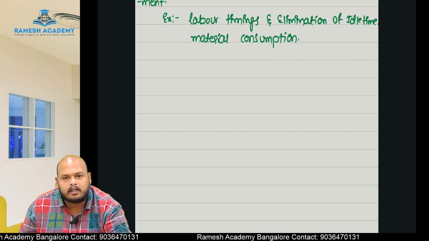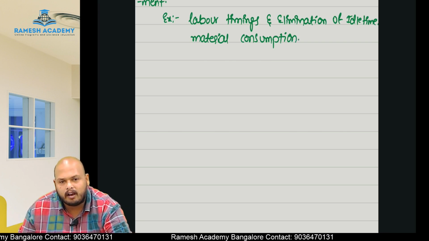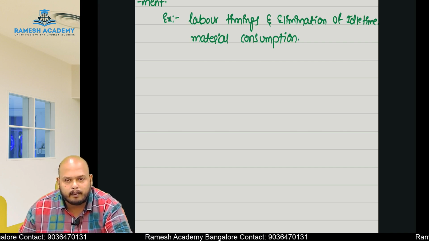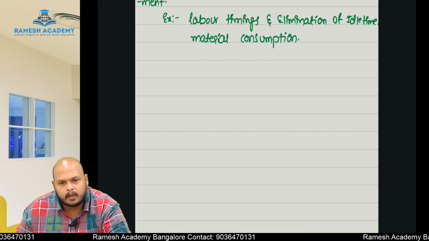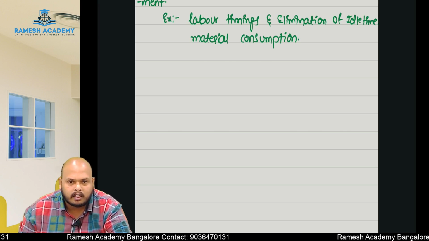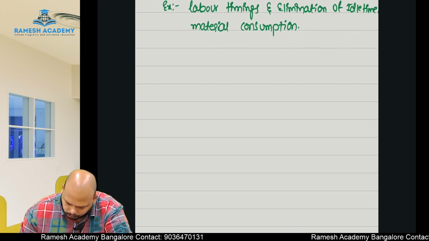Consumption of raw material is also an internal thing which can be controlled by the organization. Whether they are consuming the proper quantity of material or not, whether the wastage is more in the organization, all these things can be controlled by the organization.